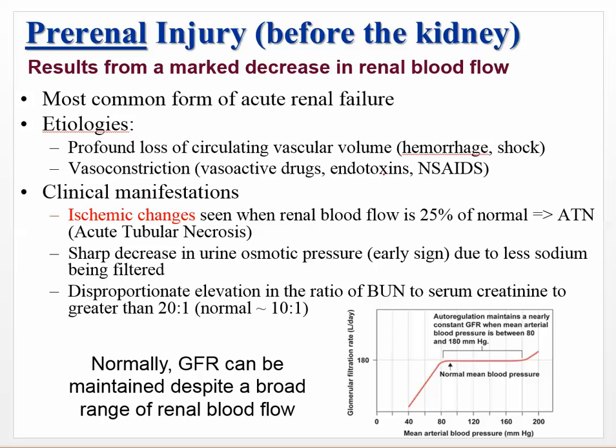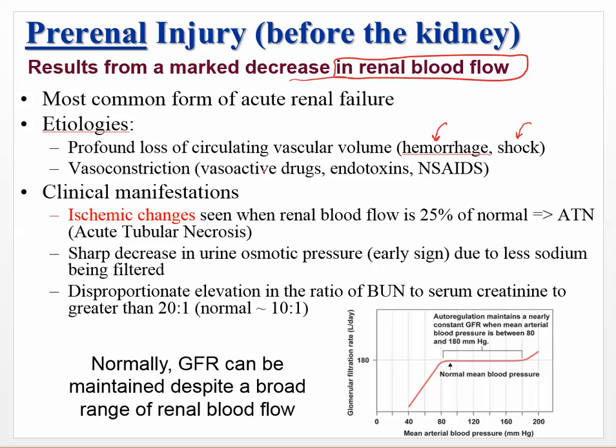So pre-renal. We start there. We're talking about acute renal injury. Pre-renal results from a marked decrease in renal blood flow. Just remember that. We're talking about blood flowing into the kidney or not. It's the most common form of acute renal failure, and the etiology is profound loss of circulating vascular volume. So hemorrhage could cause this, somebody bleeding out, shock, low blood pressure, and so the body may respond by reducing blood flow to the kidneys, or you just can't get enough blood flow to the kidneys. So that would be pre-renal. You're not getting the blood to the kidney.